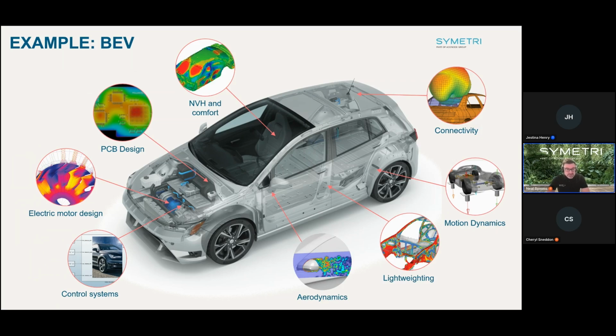Motion dynamics. This is where simulation is used to analyze vehicle dynamics, including handling, stability, and ride comfort to ensure a safe and enjoyable driving experience. And probably more recently important is connectivity simulation, which helps evaluate the performance of communication systems and ensures reliable connectivity for advanced features like autonomous driving, for example. So by leveraging simulation at every stage of the development process, engineers can make more informed decisions, optimize performance, and accelerate time to market.